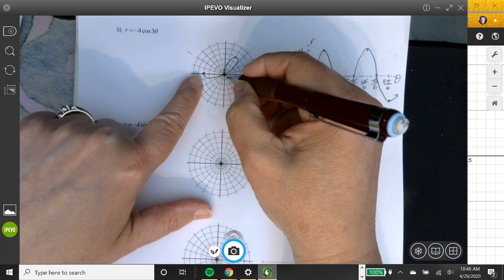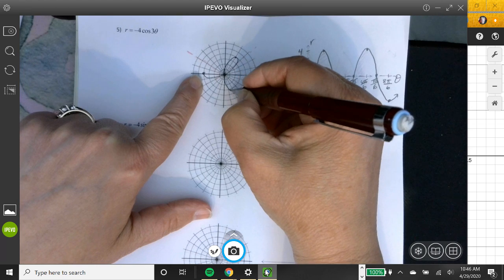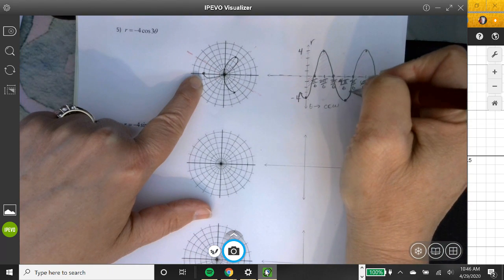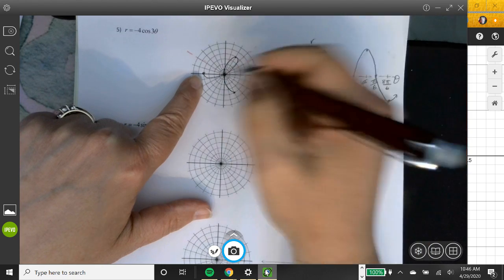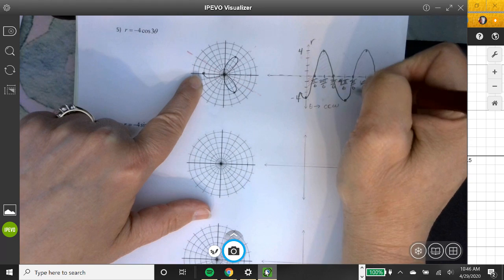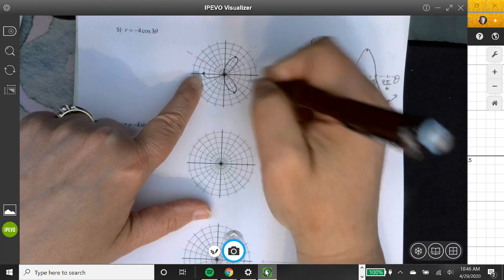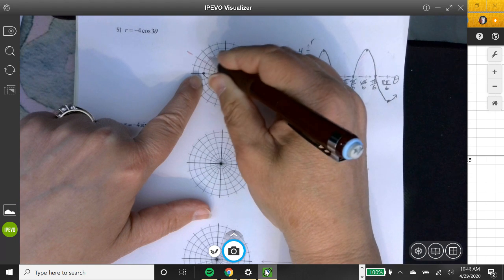And so 1, 2, 3, 4. I have to end up here. So I'm going to pass through and end here. That's a 4 pi over 6, so it's 2 pi over 3. And then I'm going to go back through the pole, before I get to the pi over 6 angle here. And then I'm going to go out radially 4, 1, 2, 3, 4, and rotate pi, which puts me back home again.